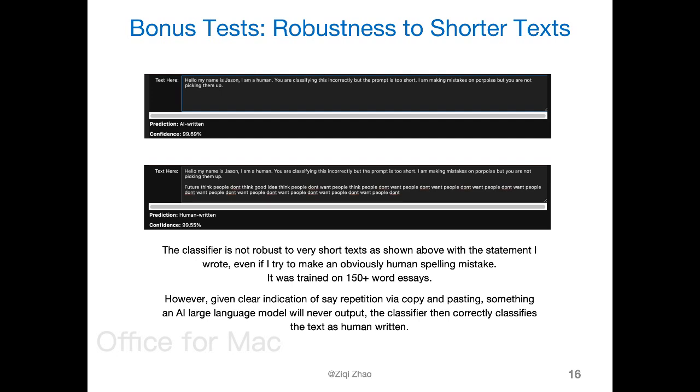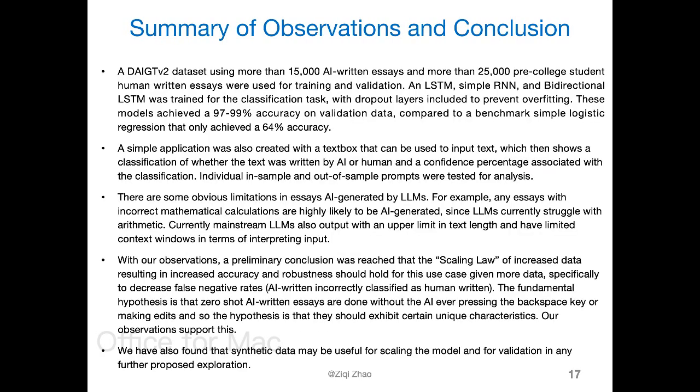However, if I add some characteristics that are obviously human made, let's just say I copied and pasted "don't think, good idea" repeatedly. AI large language models do not generate repeating text. That's obviously human written, and the classifier then correctly identifies it as human written. That's something interesting, right? So, final summary of my observations and conclusion.